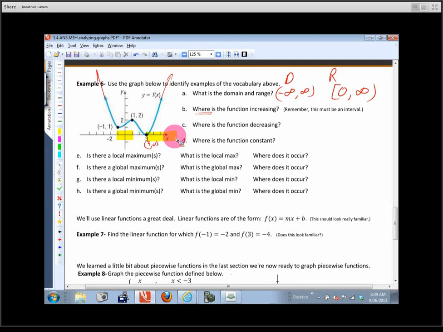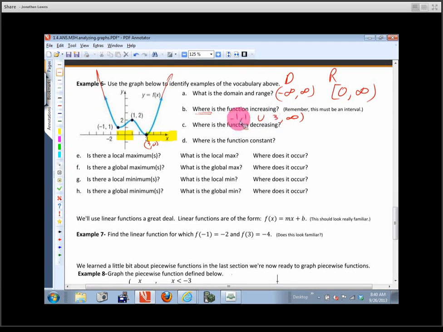Please don't say that it's increasing from 1 up to 2. That's not where it's increasing. Those are the function values that it changes between, but those are not where it's increasing. So it's increasing from negative, let's see, that's negative 1, isn't it? Negative 1 to 1. And then it increases again from 3 to infinity.